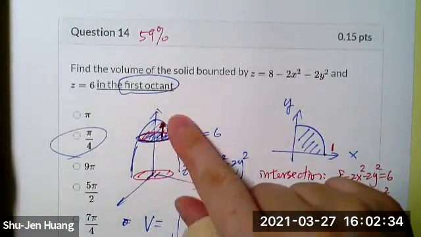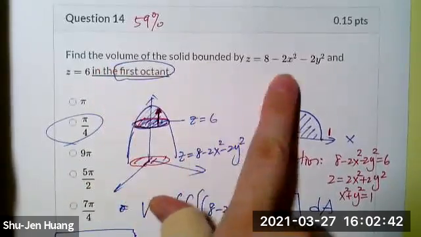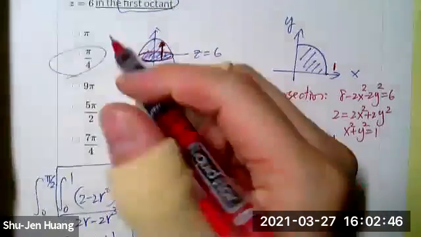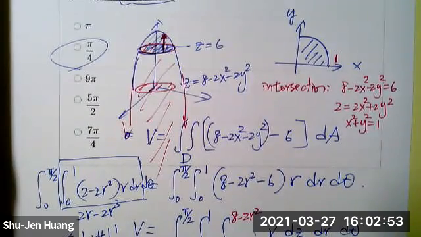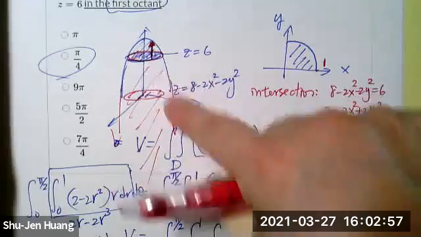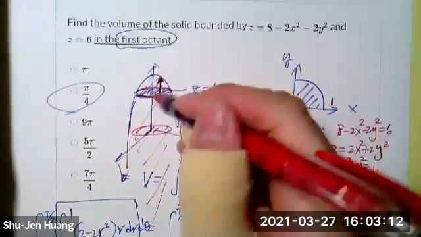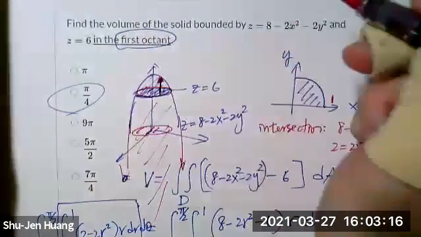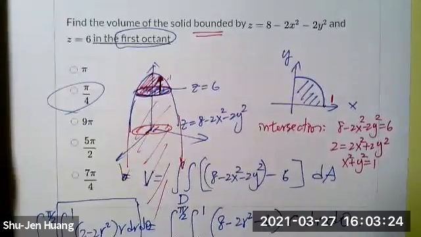Someone is asking why we choose the region above z equals 6, not below. It says the volume of the solid bounded by these two surfaces. If you choose below, you can see it keeps going down, so the volume will be infinity. It needs to be bounded. Even if we still choose the first quadrant, it's still infinity because it keeps going down. So when we say bounded, that means it's between those two surfaces, which would be above z equals 6.